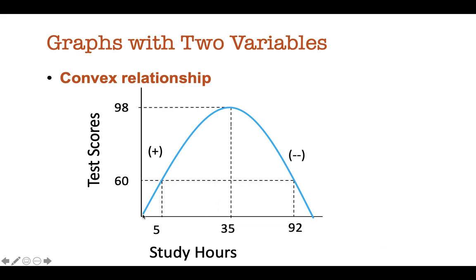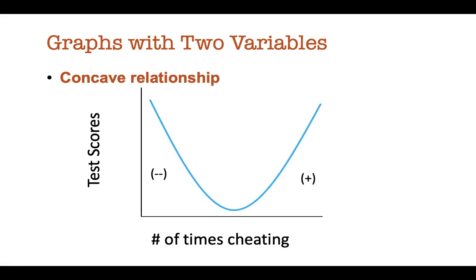So that shape of the graph, where it increases at first and then decreases as we move out along this graph, that's called a convex relationship, when it looks like a little hill. All right. A concave relationship is the opposite, where the graph decreases at first, bottoms out, and then turns positive. So you might see this relationship between test scores and the number of times someone cheats. In the beginning, the more you cheat, the lower your test score. Past this point in the graph, the more you cheat, the higher your test score.